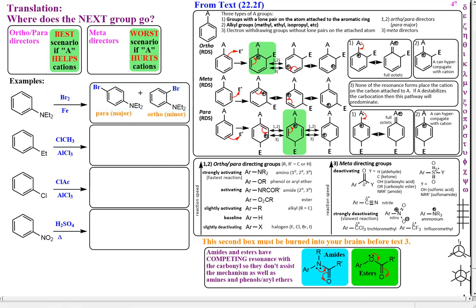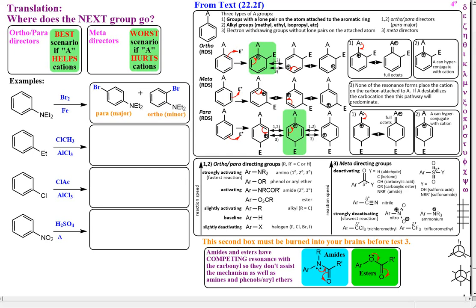The only reason that para is major is that this group has a little bit of bulk to it. Any group there will have more bulk than nothing at all. So that favors the formation of the less sterically hindered para, because the electrophile is less hindered approaching this molecule than it is approaching this molecule, where it is approaching close to the group. So whenever you predict ortho-para products, para is generally the major, ortho is the minor.